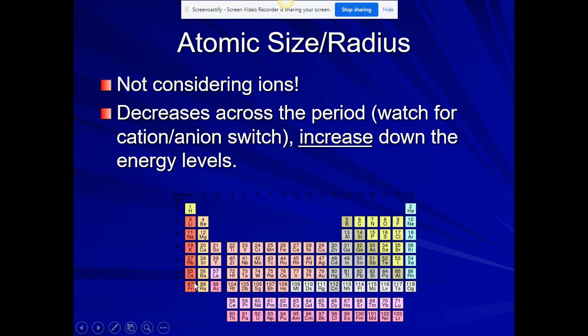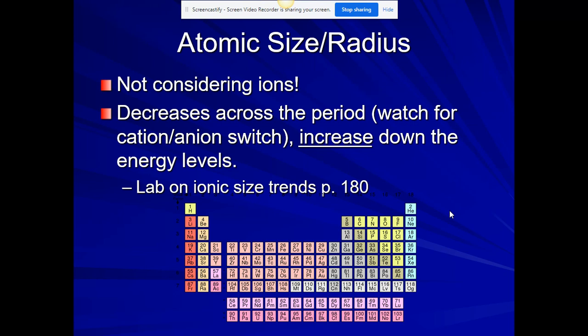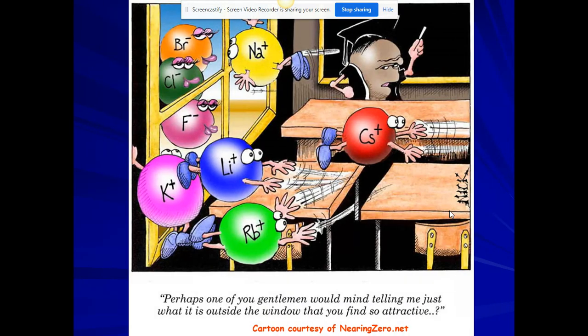Now, as you go down, it does make sense to increase as you go down the energy levels, because even though we're adding bigger and bigger magnets in the core, we're also adding energy levels. The number of shells that goes on, that would cause it to go larger. There is a lab that deals with this, taking a look at some trends of the atomic size and the ionic size and so on. So we'll be taking a look at those.